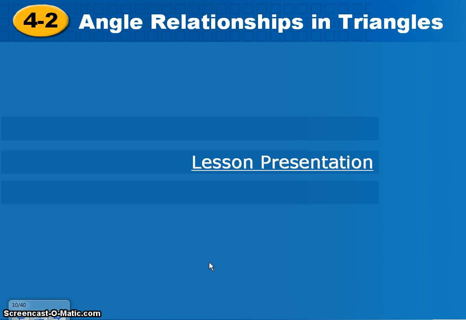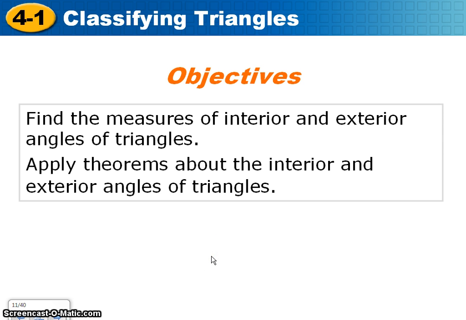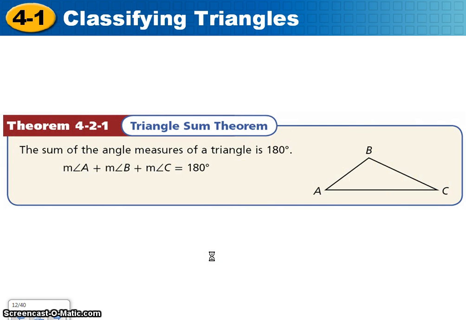So, now we're ready to move on to Section 2, which works with the measures of the interior and exterior angles of triangles and proves some theorems about those triangles. So we're going to start with the long-awaited triangle sum theorem, which states that for any triangle, the sum of the measures of the 3 angles of that triangle is 180 degrees. So in other words, for the triangle ABC that's shown here, the measure of angle A plus the measure of angle B plus the measure of angle C is equal to 180 degrees.